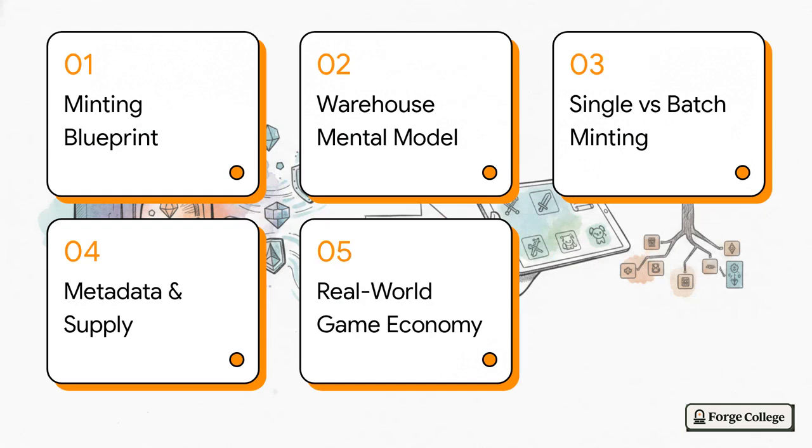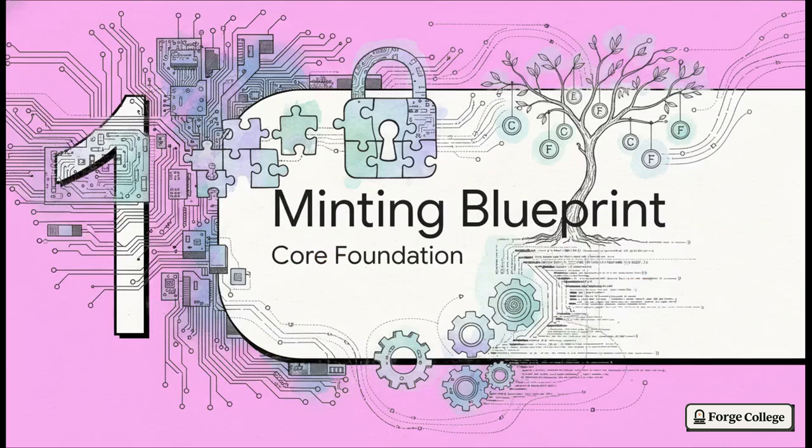All right, here is our engineering schematic for today. First, the minting blueprint. Then, the warehouse mental model. Third, single versus batch minting. Fourth, metadata and supply tracking. And finally, a real-world game economy. Let's jump straight into Section 1, the minting blueprint.